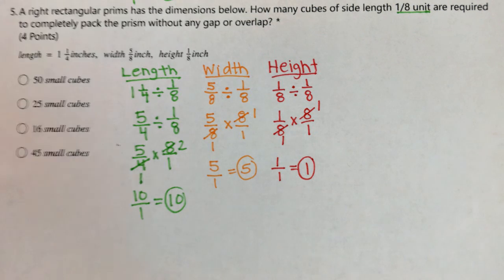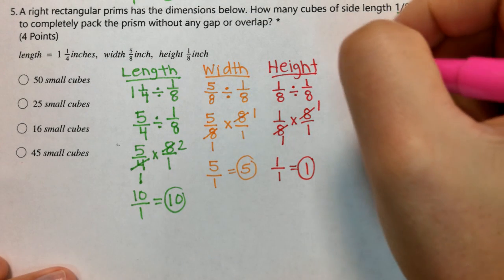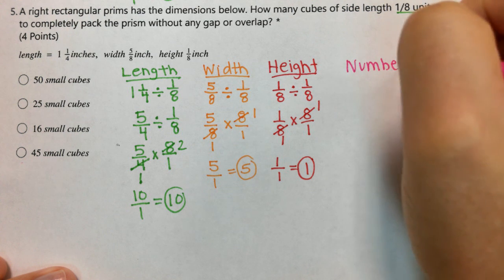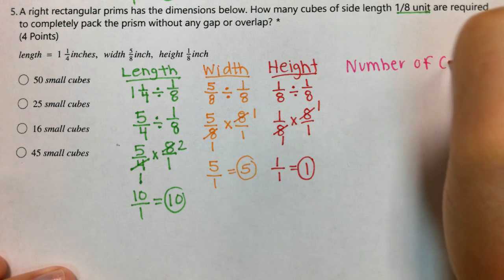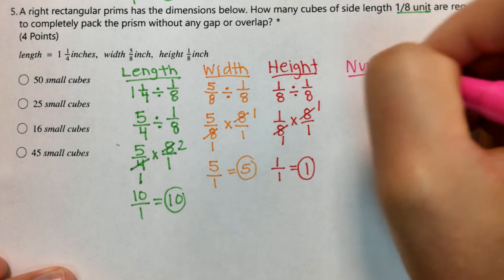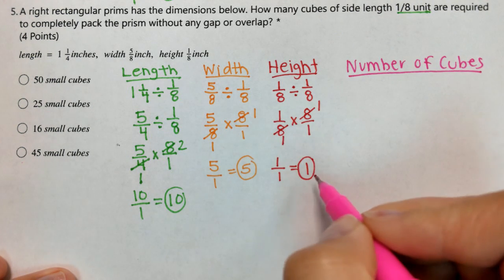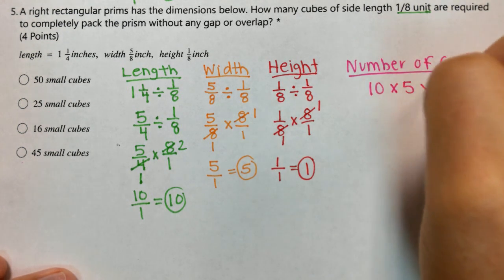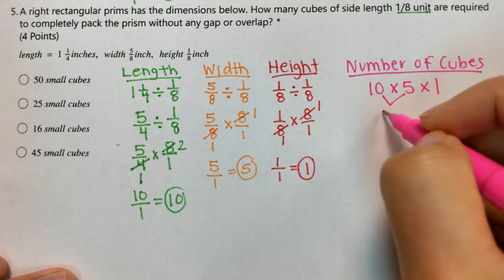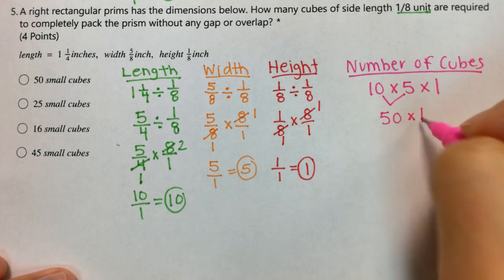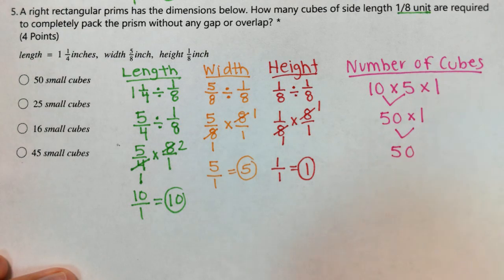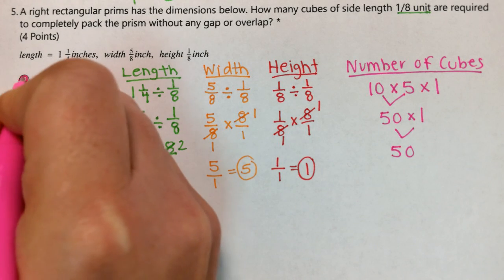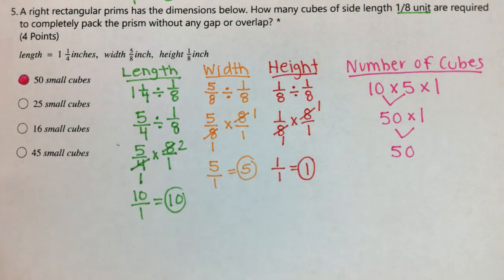So my last step is to figure out the number of cubes. And here I just need to multiply the 10, 5, and 1 to figure out the number of cubes. So 10 times 5 times 1. 10 times 5 is 50, and then 50 times 1 gives me 50. So 50 of those small cubes would be needed to fill this rectangular prism.